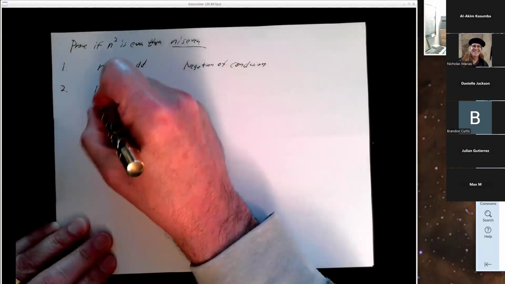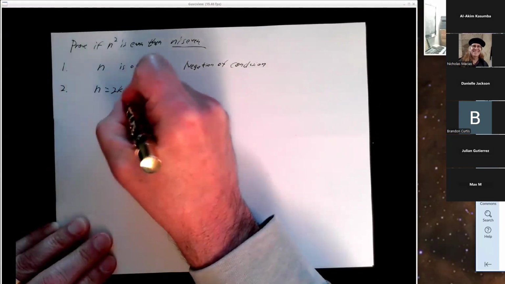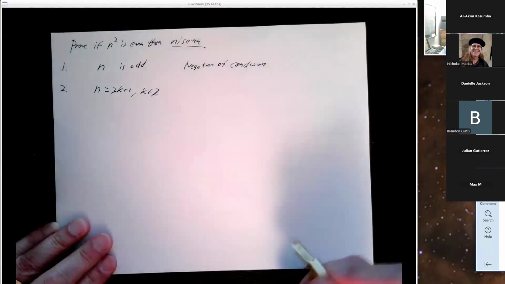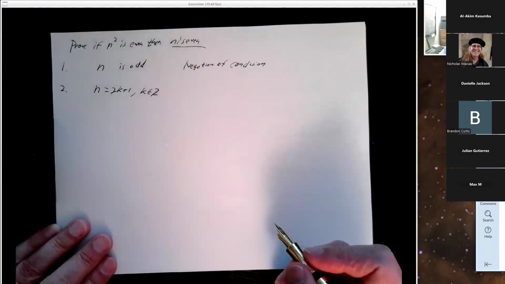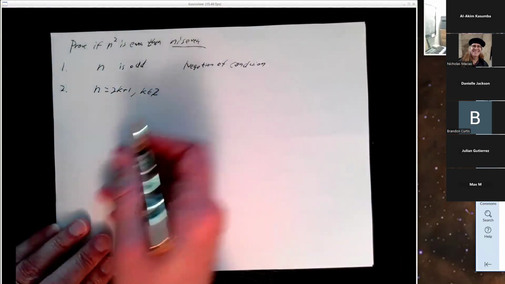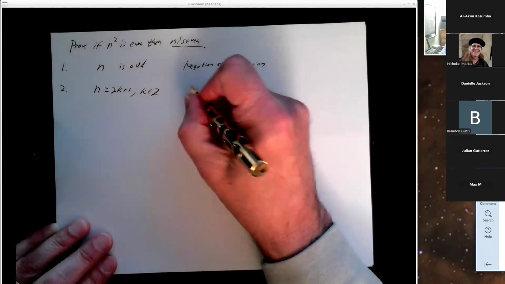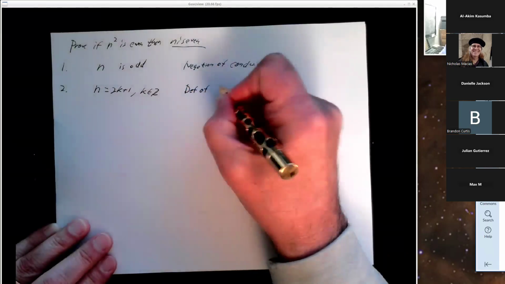Well, I can say n equals 2k plus 1, where k is an integer. I would write that differently. I would say there exists an integer k such that n equals 2k plus 1. But if I see this, I'll be okay with that. That's the definition of odd.